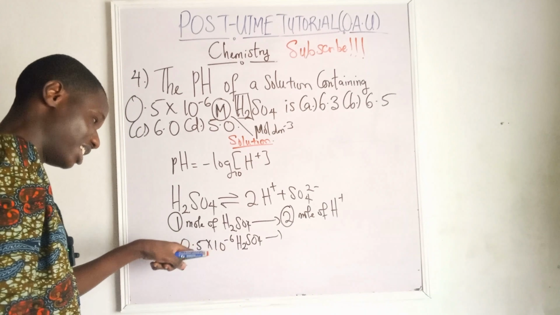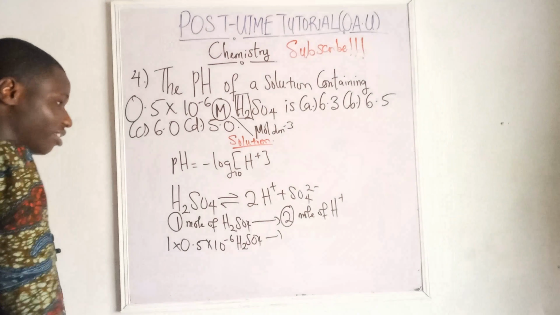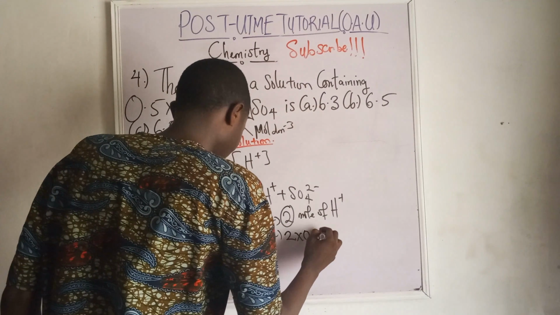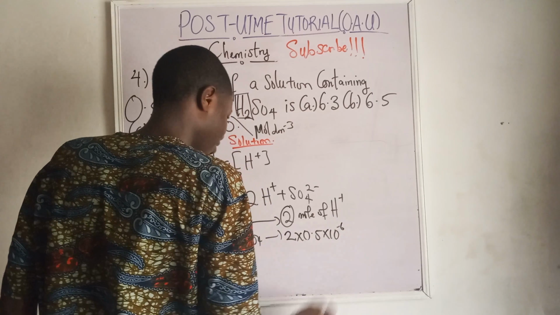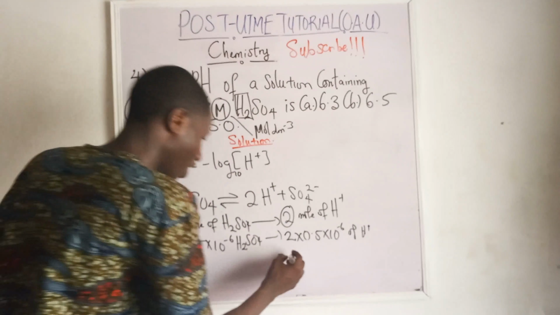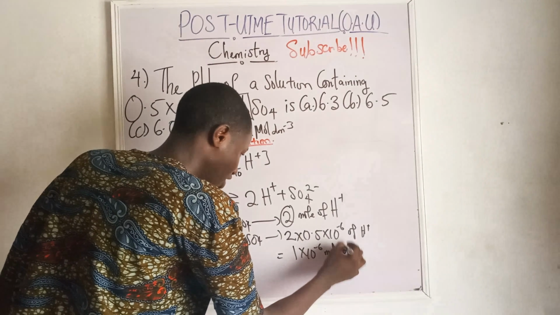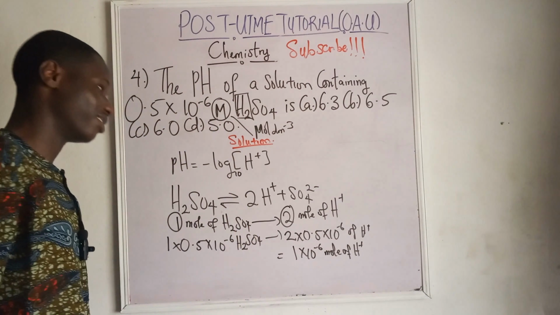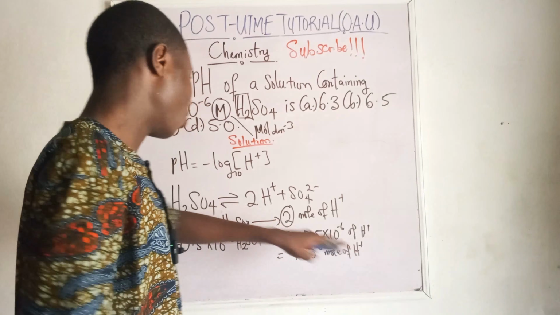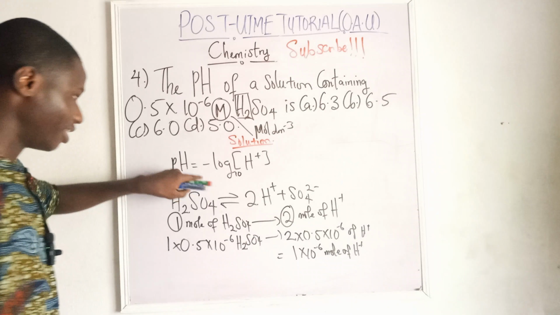So it means normally this is 1 times 0.5, everything will be 0.5 again. Now in place of 1 here, we will now be writing 2, so it will now be 2 times 0.5 times 10 to the power minus 6, right, of H plus, right? So 2 times 0.5, that is 1 times 10 to the power minus 6 mole of H plus. Do you get? So we are not done yet. Now this value, you will now input it inside this thing. Do you get? So let's input.